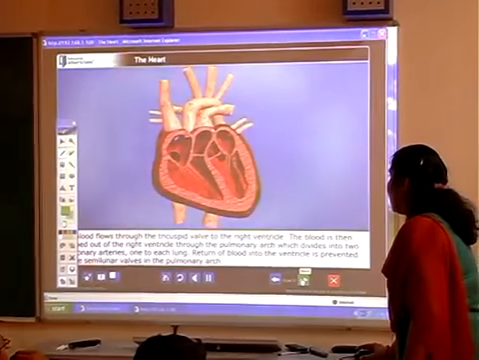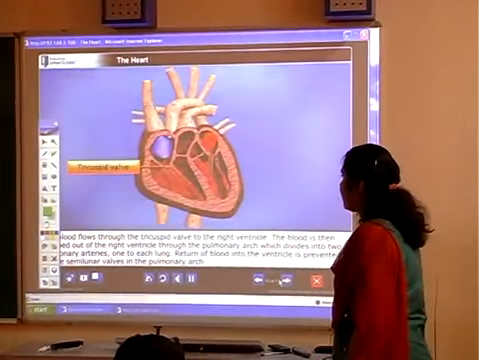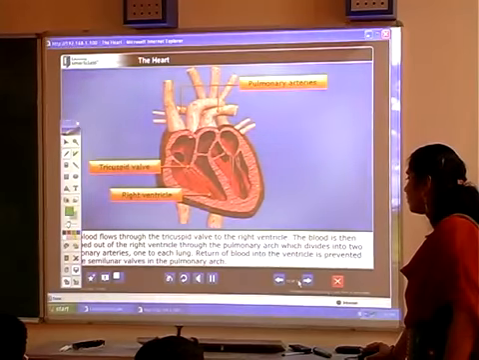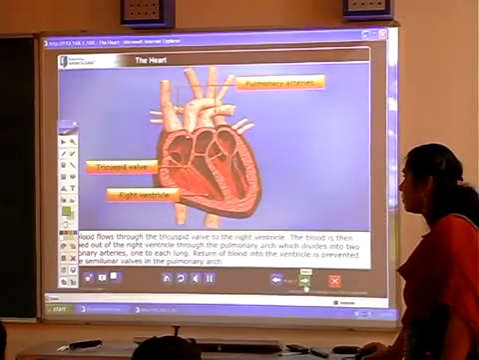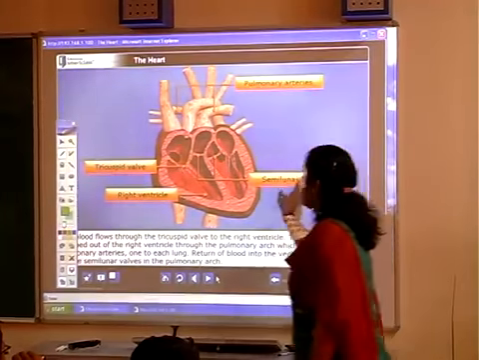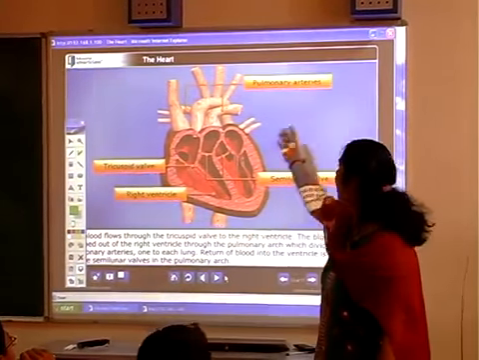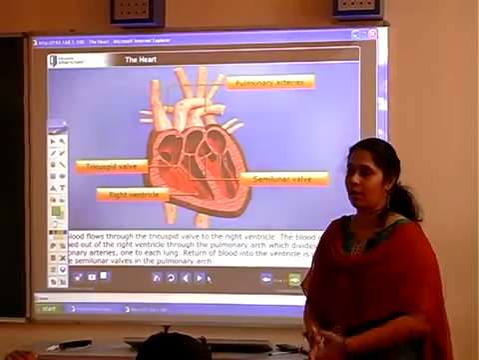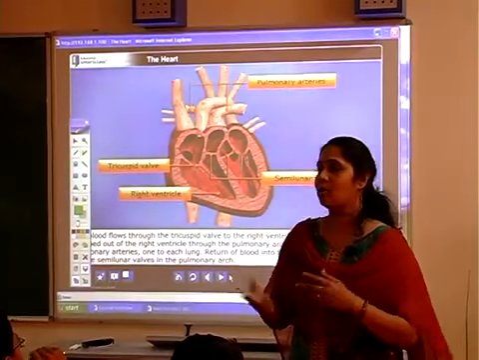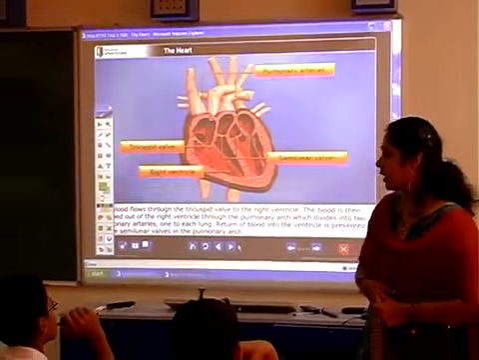Okay? The blood flows through the tricuspid valve to the right ventricle. The blood is then pumped from the right ventricle through the pulmonary arch, which divides into two pulmonary arteries, one to each lung. Return of blood into the ventricle is prevented by the semi-lunar valve in the pulmonary arch. Okay, so the aortic valve and the pulmonary arterial valve are called the semi-lunar valves. Alright, so this is the interior structure of the heart. We will see about the functioning of the heart in further detail in the next class.